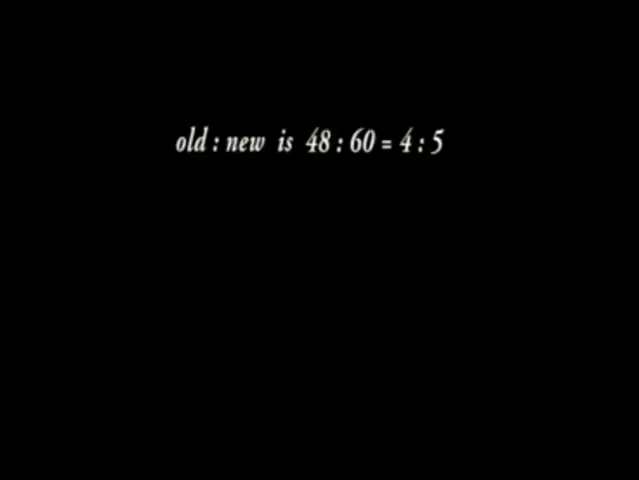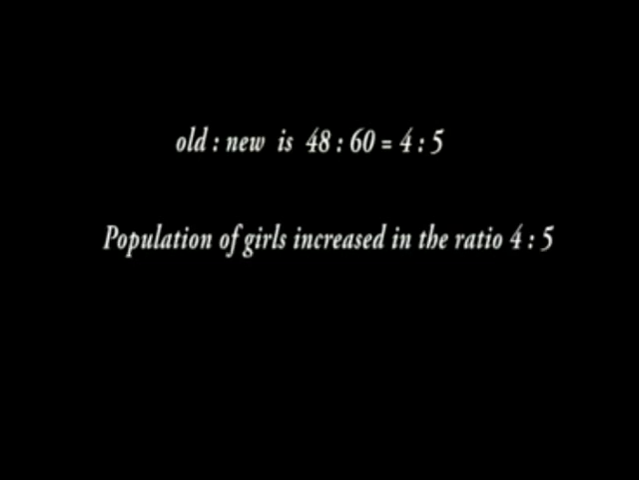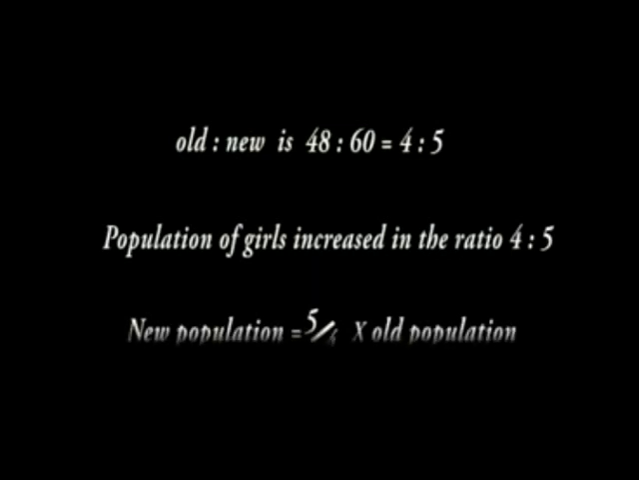Change in ratios. In our example, the girls' population changed from 48 to 60. The ratio of old to new population is 48:60, which is 4:5. We say that the population of girls has been increased in the ratio 4:5. This means that new population is equal to 5/4 times old population.